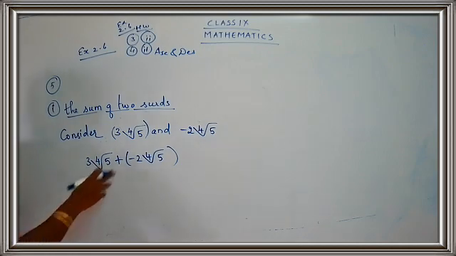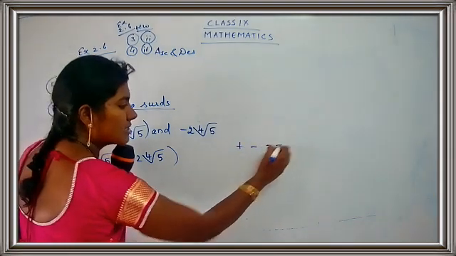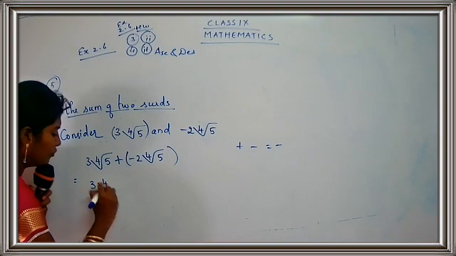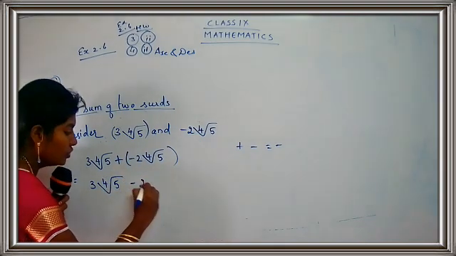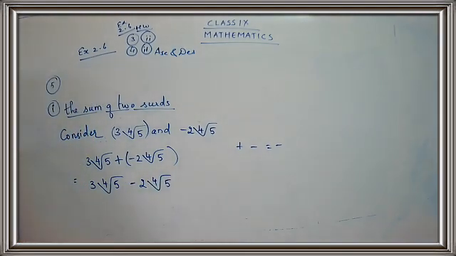Okay children. Now plus into minus. What is plus into minus? Minus. When you have plus into minus, the answer is going to be minus. So this will turn to 3 into 4th root 5 plus minus will change to minus 2 into 4th root of 5. Getting the point? So what do you get here? 3 into 4th root of 5 minus 2 into 4th root of 5.